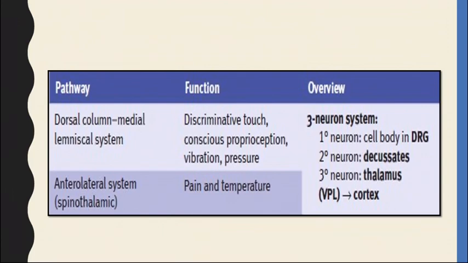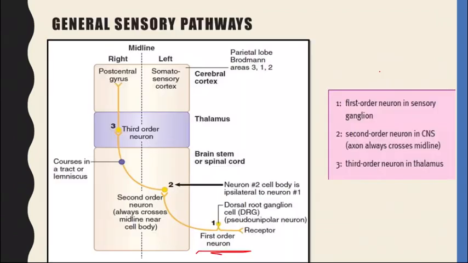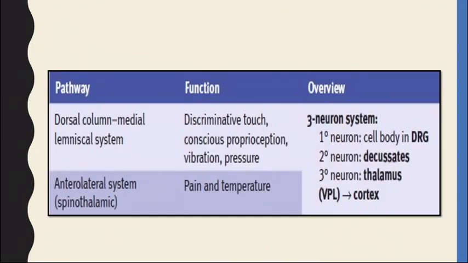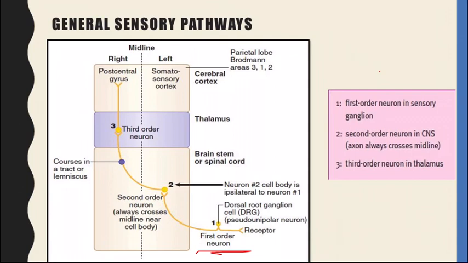It means you are aware of the position of your big toe without even looking at it. That is proprioception. So, conscious proprioception, vibration and pressure, all these sensations are carried via the dorsal column. First we will start with the dorsal column, then we will cover the anterolateral system. And what is the general sensory pathway? Like we covered, there are 3 neuron systems. So, diagrammatically we can say the first order is this one.